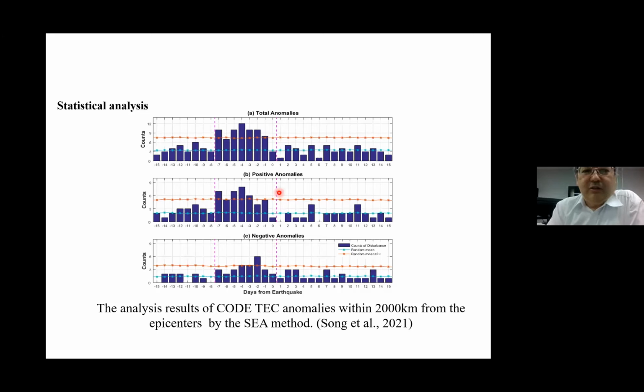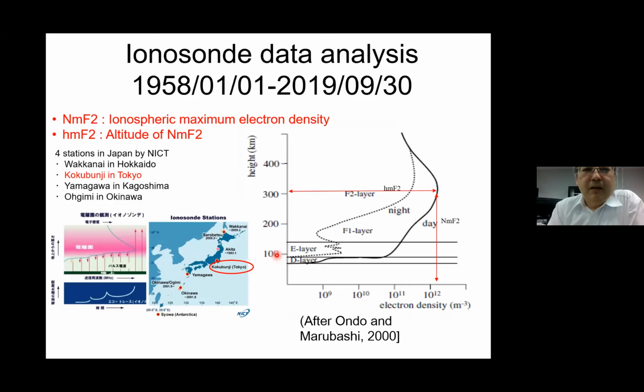And this uses the GIM GPS-TEC result. And also, we analyzed the ionosonde data using the Kokubunji data. You also have an ionosonde operated by LAPAN. And we monitor the maximum electron density in the ionosphere. Okay, this varies. This is electron density. This is the height here. We monitor the change of the maximum electron density. We call this NMF2.